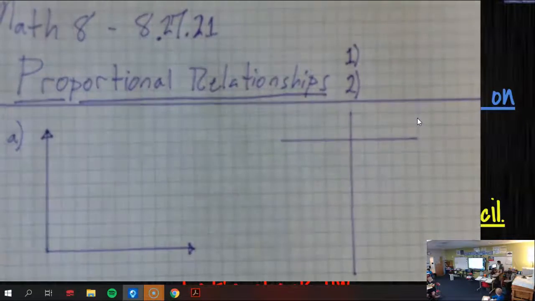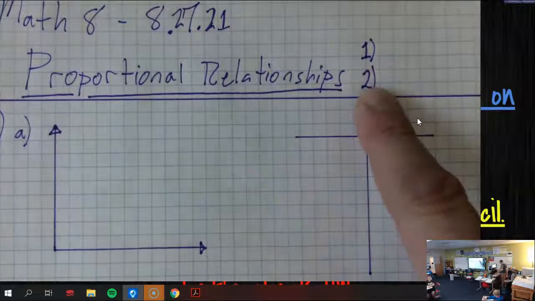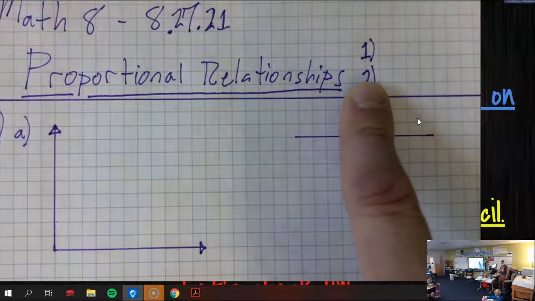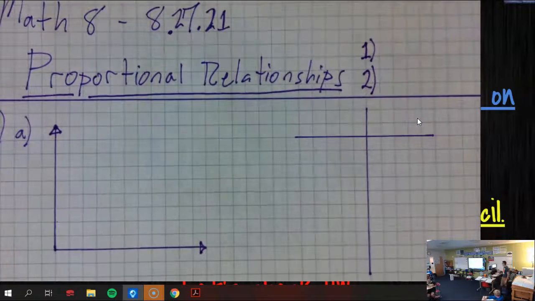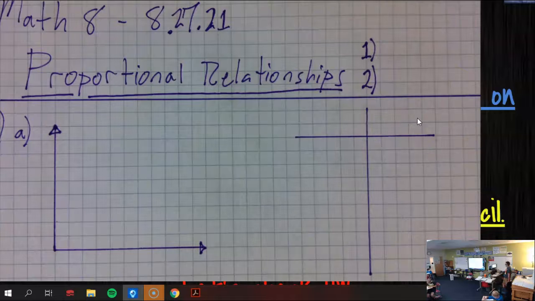So this says proportional relationships, and then there's a 1 and a 2, because we're going to go back and fill in. So proportional, try my handwriting there, a little sloppy there. I don't think that probably helped anyone.